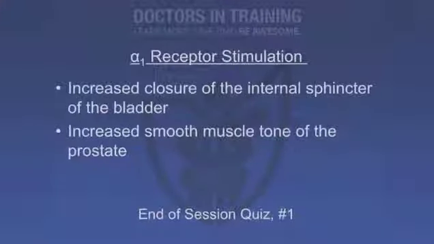Alpha-1 stimulation will also cause increased closure of the internal sphincter of the bladder. You don't want to be urinating while you're fighting. It will also cause increased smooth muscle tone of the prostate. Next, what are the effects of alpha-2 receptor stimulation?